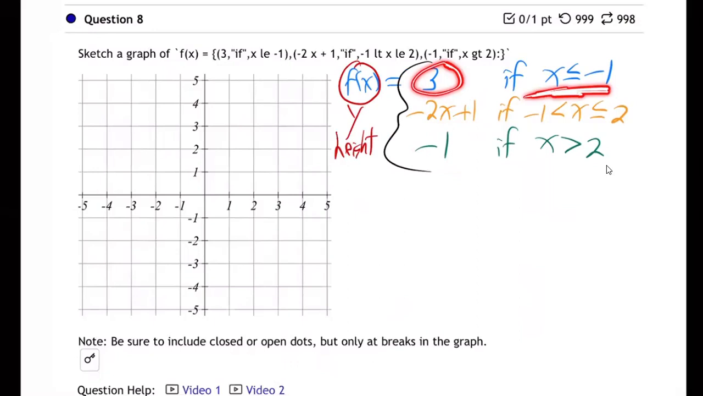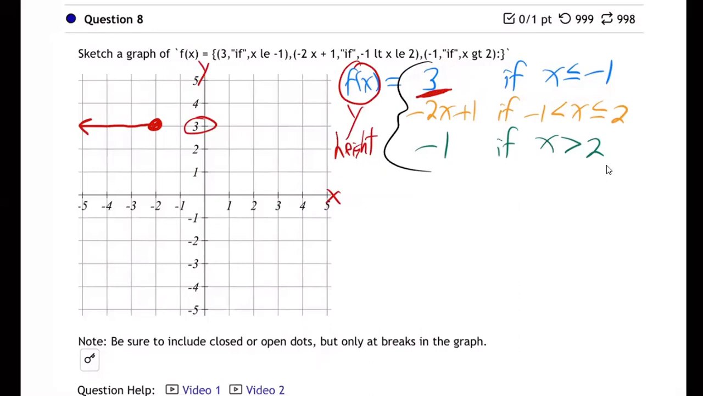They want us to graph this. X is less than or equal to -1. So that means, remember, here's the x-axis, here's the y-axis. So when x is less than or equal to -1, y is at a height of 3. That means we have that. You see, the y height is 3. F of x equals 3. Y equals 3. Height is 3.